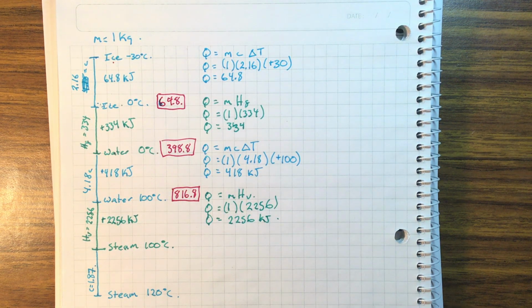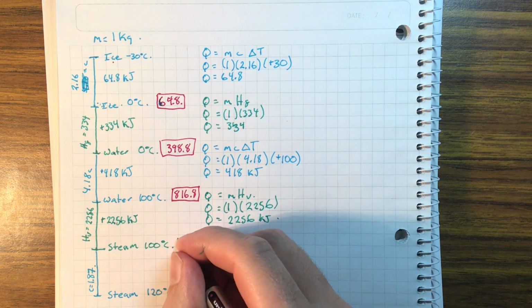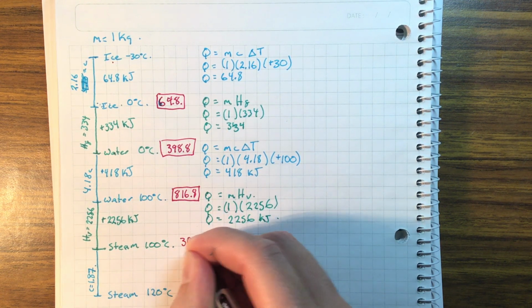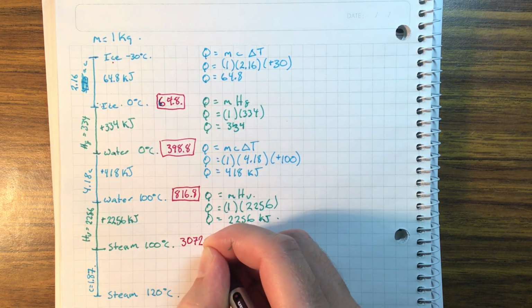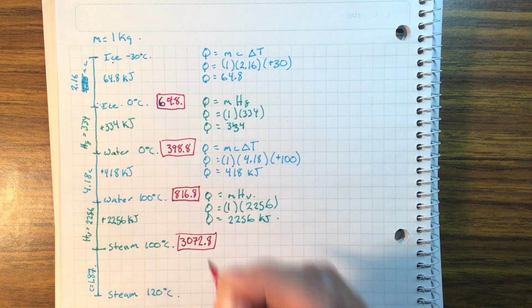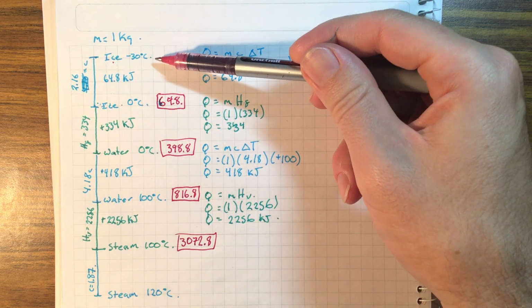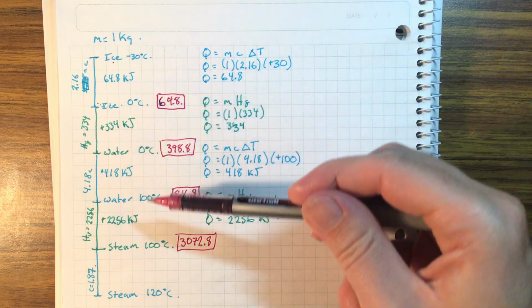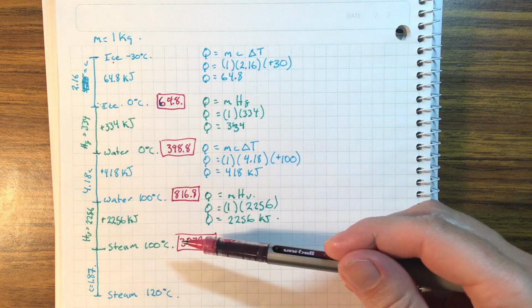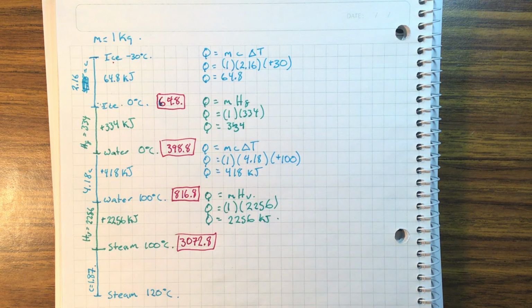Now let's figure out our total. 3072.8 kilojoules. So to start at ice at negative 30 degrees Celsius and get to steam at 100 degrees Celsius, we've had to add in 3072.8 kilojoules of energy.